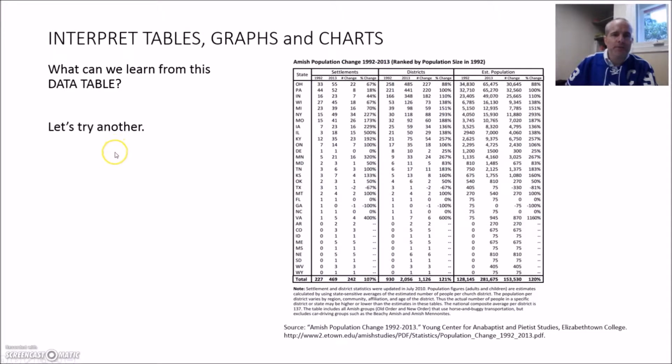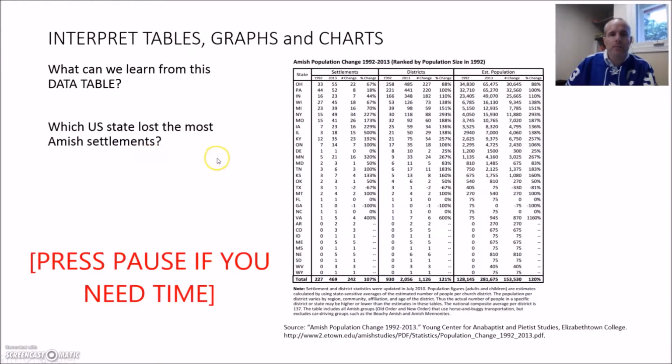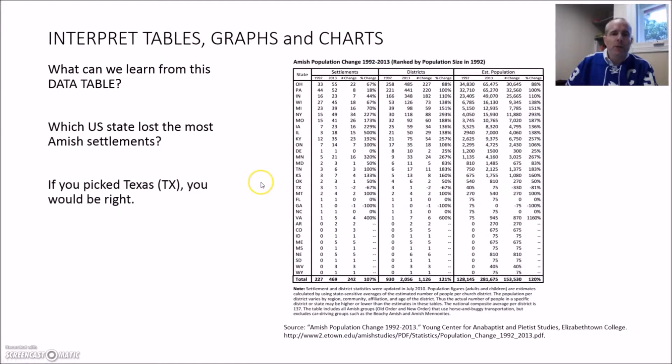Let's try another question. Which U.S. state lost the most Amish settlements between 1992 and 2013? If you picked Texas, you would be right. So how do we come up with this answer? We begin by looking under the settlements column. We're interested in the total number of change, and particularly which U.S. state lost the most settlements. As we can see, Texas has lost the most settlements between the years 1992 and 2013.